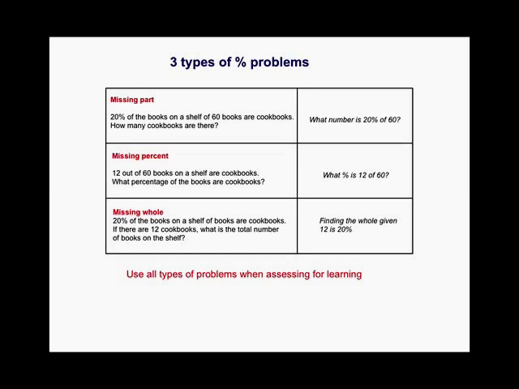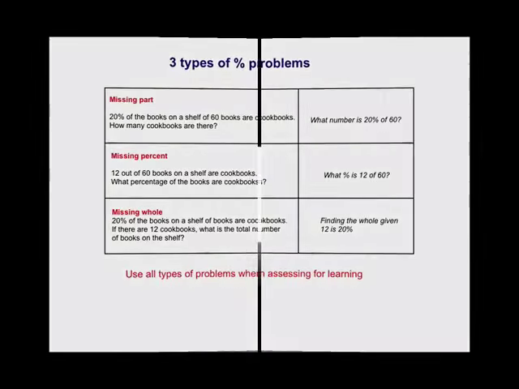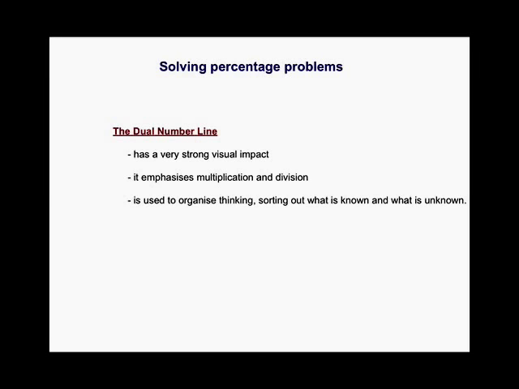We may need to make sure we use all types of problems when assessing for learning. Solving percentage problems: the dual number line has a very strong visual impact. It emphasises multiplication and division, and is used to organise thinking, sorting out what is known and what is unknown. And this is an important general thinking strategy.